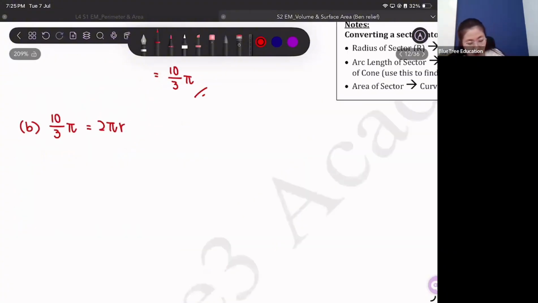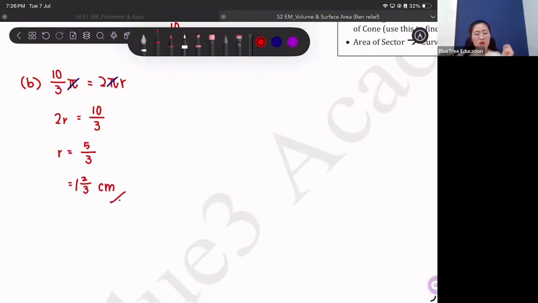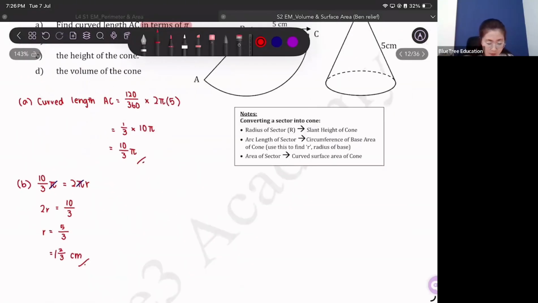Then I can do my cancellation. My pi I can cancel out, so I'm left with 2r equals 10 over 3. I flip the equation, r equals 5 over 3. In this case, I will convert into a mixed number because this one is a number itself. There is no pi or anything. I will put it as 1 and 2 over 3 cm. This is more accurate than 1.6666, very long, never ending. It's okay to leave it like this.